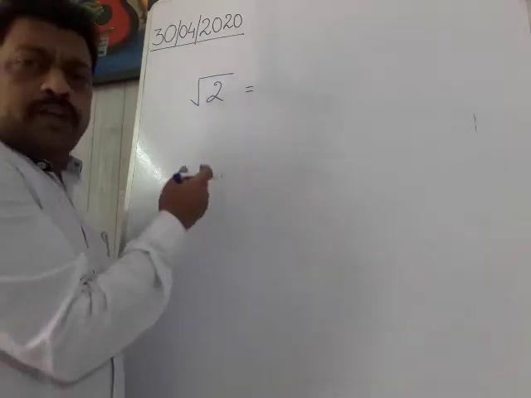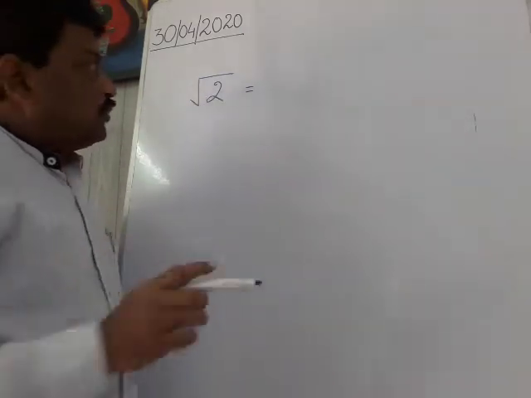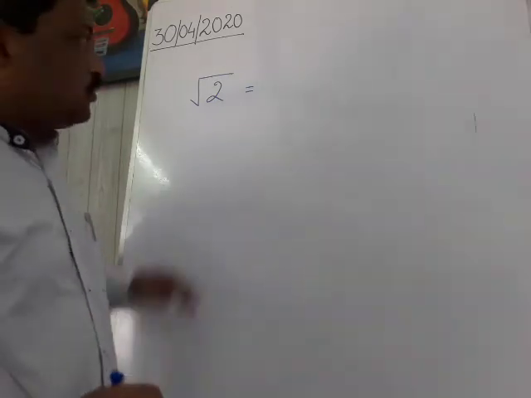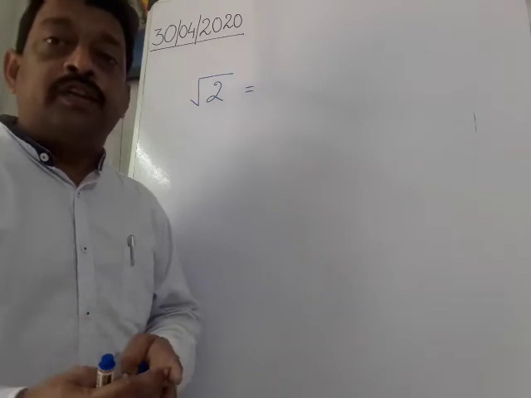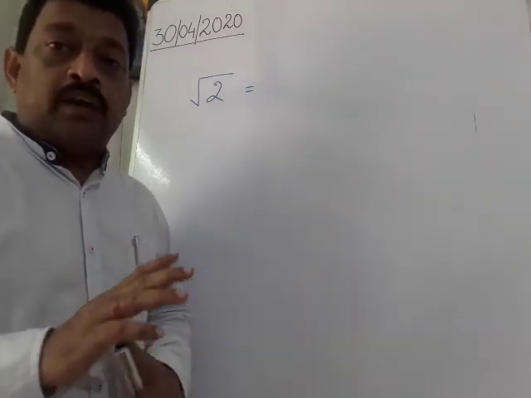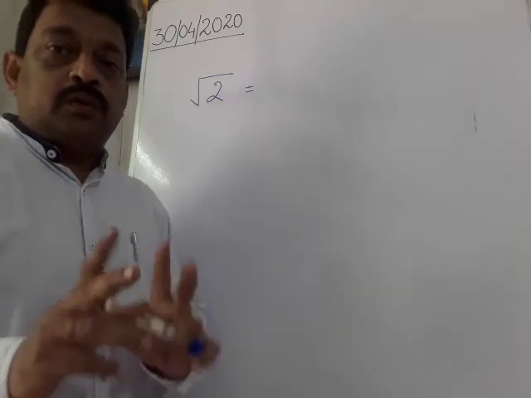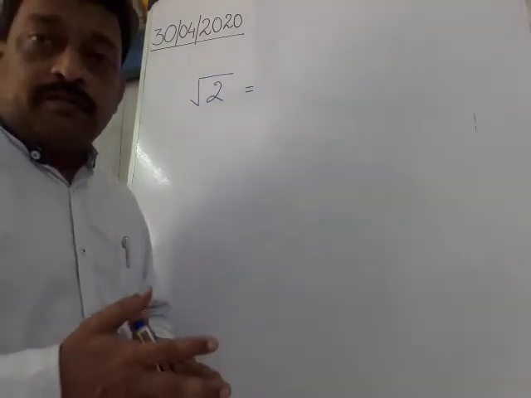So I am going to find the square root of 2. Now see, 2 is not a perfect square. So the square root of 2 will have a non-terminating decimal, means it will go on, it will continue, and you will never get the remainder 0. So in that case, we have to find it in the decimal form.